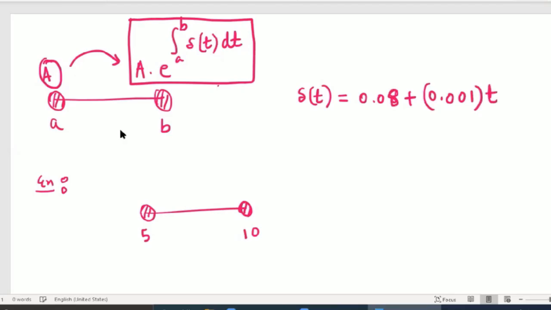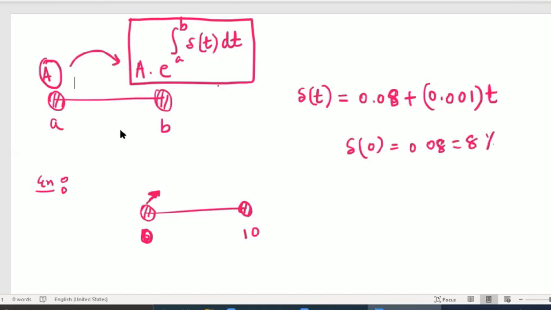Logically, what is the meaning of this? This means if I take t from 0 to 10, you put 0 here, and the interest rate you get is nominal. If you put t = 0, that is 0.08. So it's operating at 8% at this point.